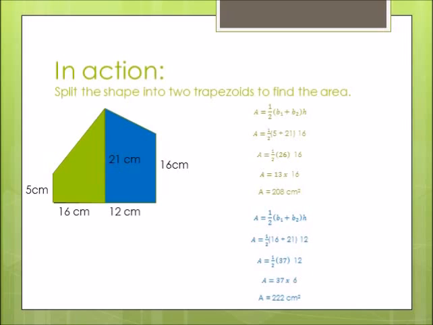Okay, so now we know the area of the left shape and the area of the right shape. So in order to find the area of the whole thing, we're going to add up both of these. Okay, we're going to add the two trapezoids together. So we have 208 plus 222 gives us 430 square centimeters. So this whole shape is 430 square centimeters.